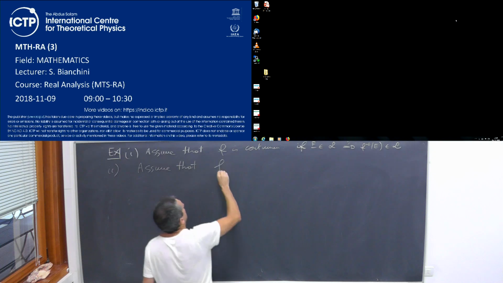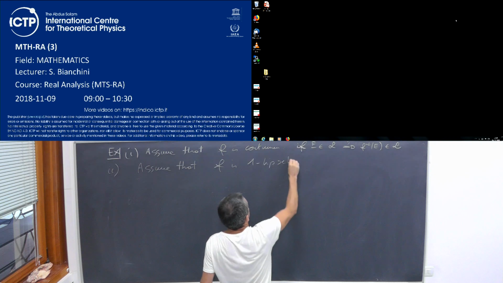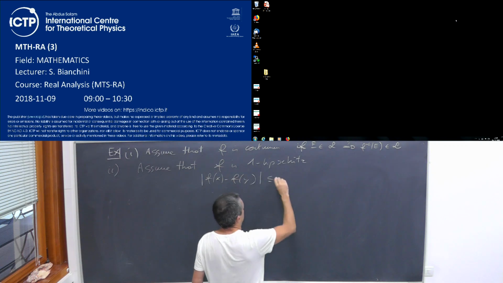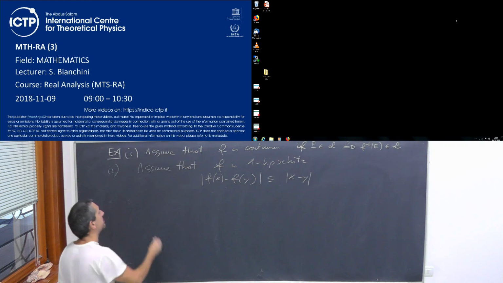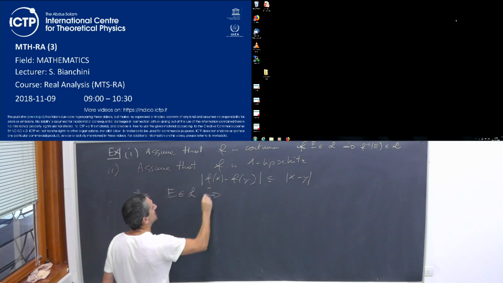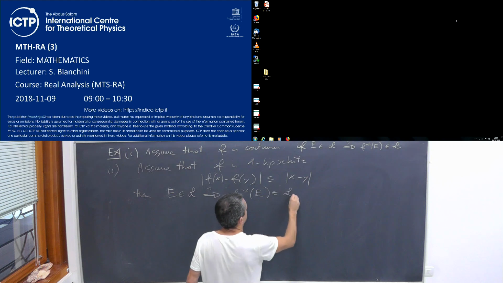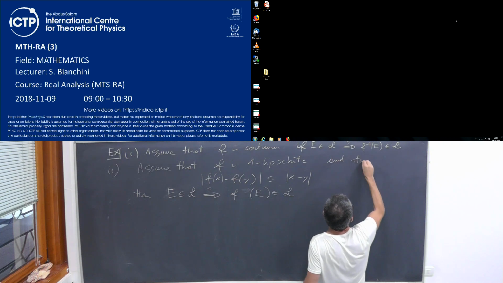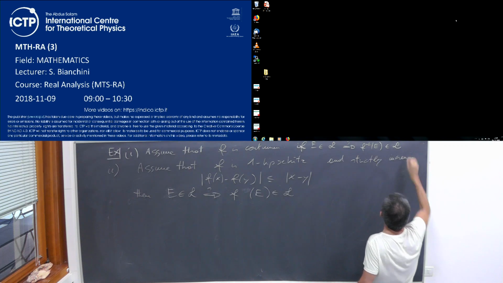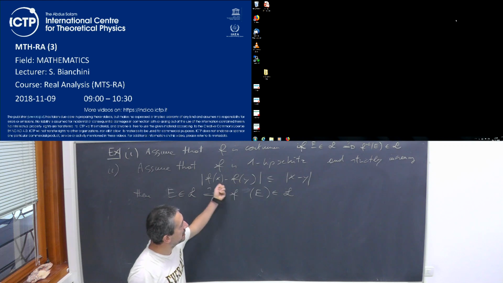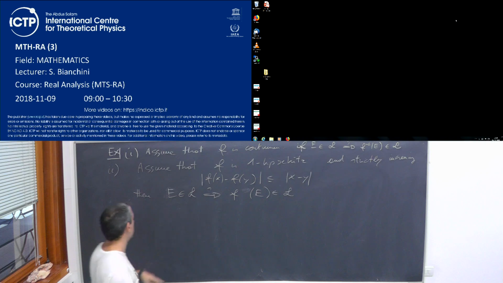Assume that f is 1-Lipschitz, which means that the absolute value of f of x minus f of y is less or equal than the absolute value of x minus y. Then E belonging to L implies f of E is in L, let's say f of E, in order to avoid the problem. Now, does this hold? The sets of measure 0 are mapped into sets of measure 0 because of this estimate. So it's true.